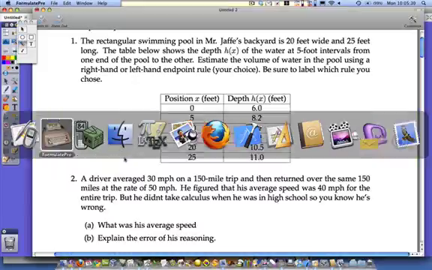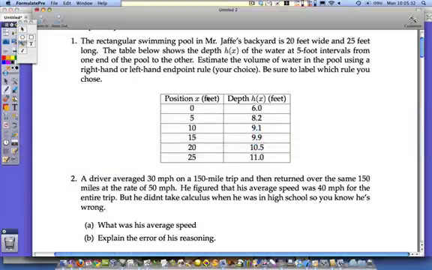Okay, a lot of people miss the units. We've got the position in feet. We've got the depth in feet.